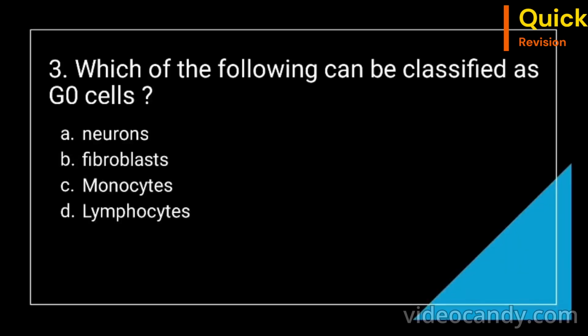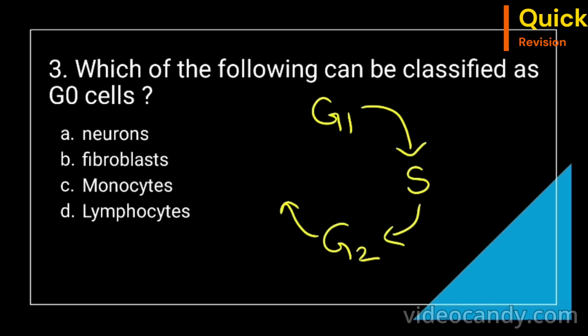Third question, which of the following can be classified as G0 cells? So we know the cycle very well: G1 phase, S phase, G2 phase, then the M phase, right? So a few cells, after they are differentiated, undergo G0 phase. After the mitotic division, instead of entering into the G1 phase, they enter into the G0 phase. So here let's see something about the G0 phase.